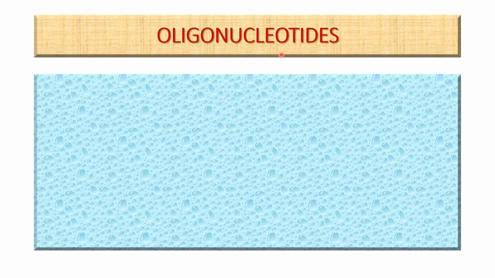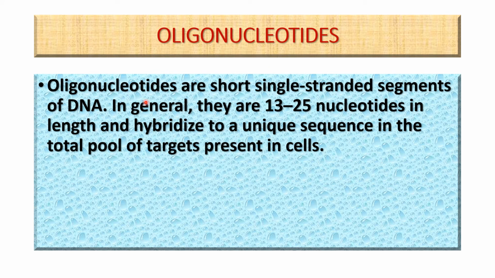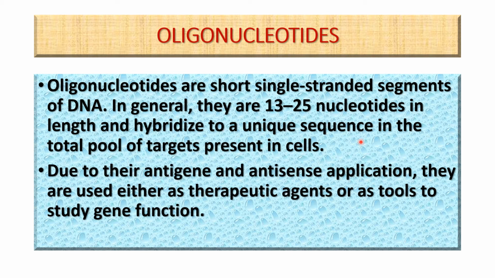Oligonucleotides. Oligonucleotides are short single-stranded segments of DNA. In general, they are about 13 to 25 nucleotides in length and hybridize to a unique sequence in the total pool of targets present in the cells. Due to their antigene and antisense application, they are used either as therapeutic agents or as a tool to study gene functions.